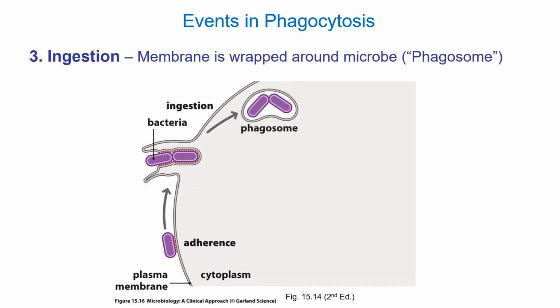The next step is ingestion. So this membrane here basically grows, it gets a little bit bigger, and eventually surrounds the bacteria and makes this thing here called a phagosome. Again, there's that word. Phago, which means eating, and zome means body.